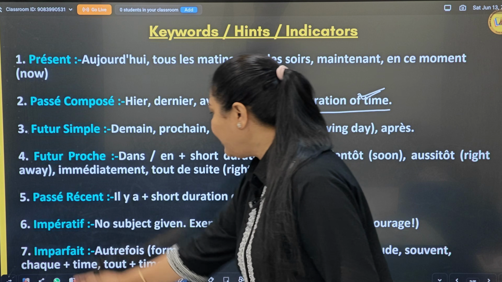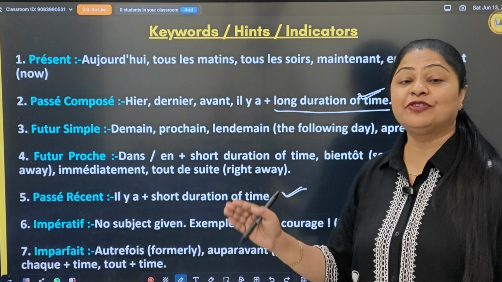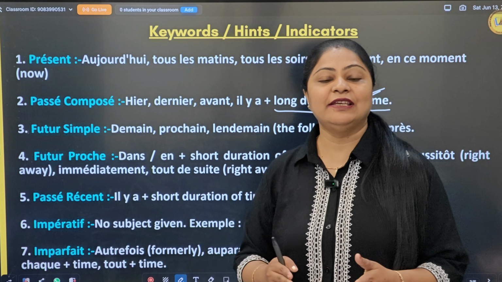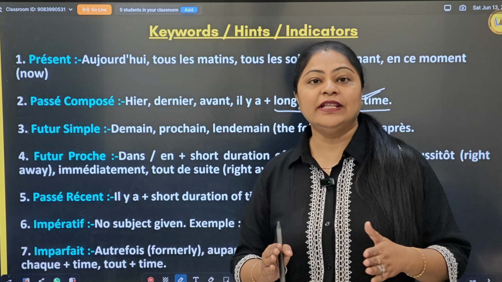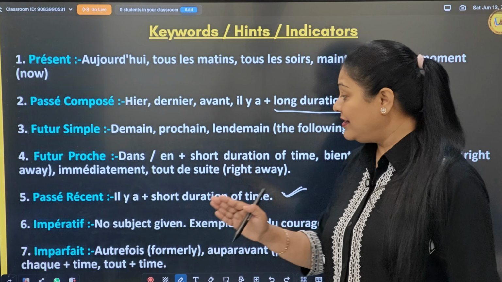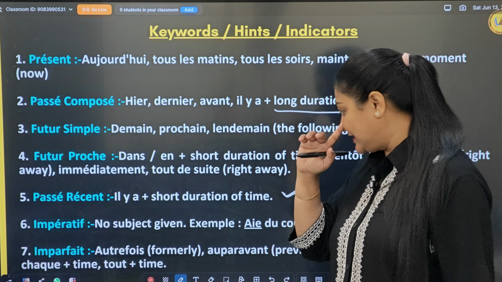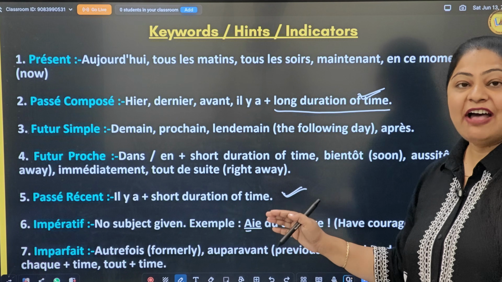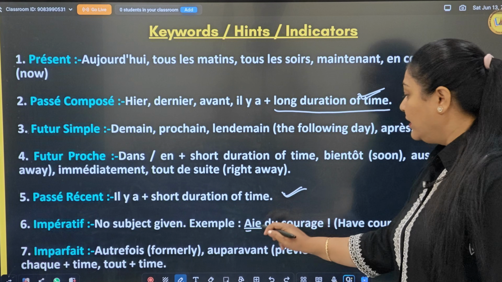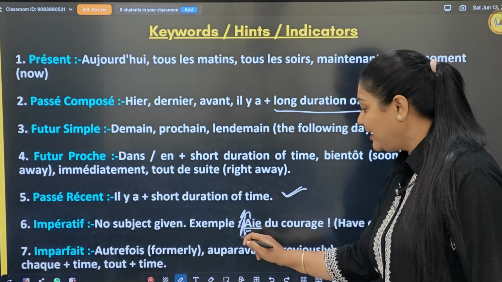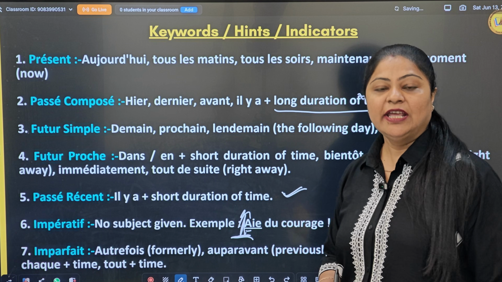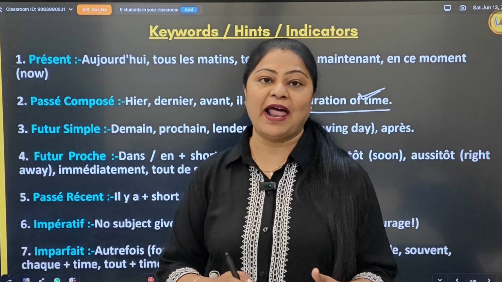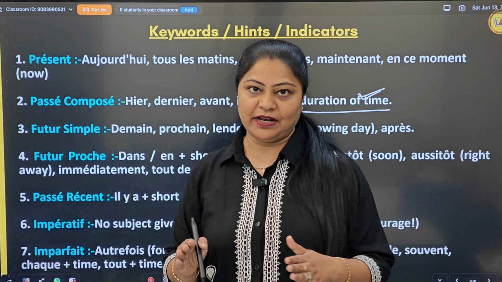All right. Then we have impératif. Now, what is the keyword for impératif? Impératif has no keywords. The only thing you have to notice is that there will be no subject given. For example, I have written down one statement, dash du courage, have some courage. Okay. So you can see before the blank, there is no subject given. If no subject is given before the blank, you have to fill in simple impératif.